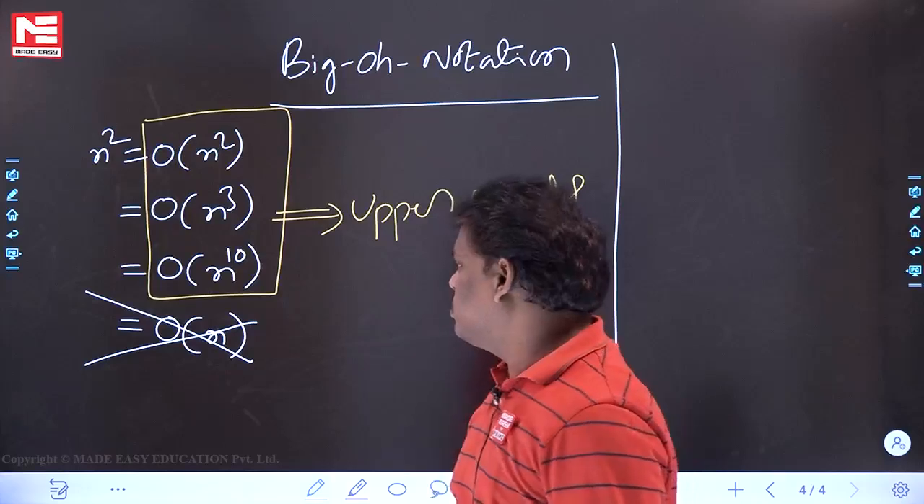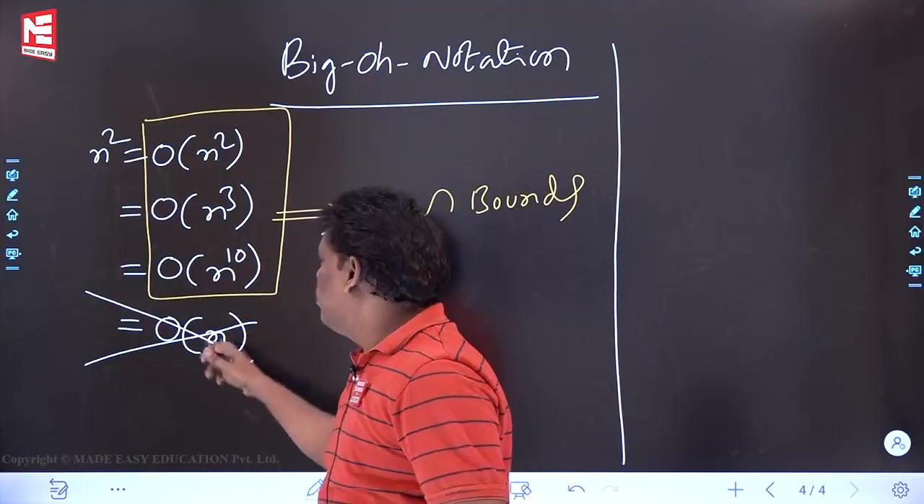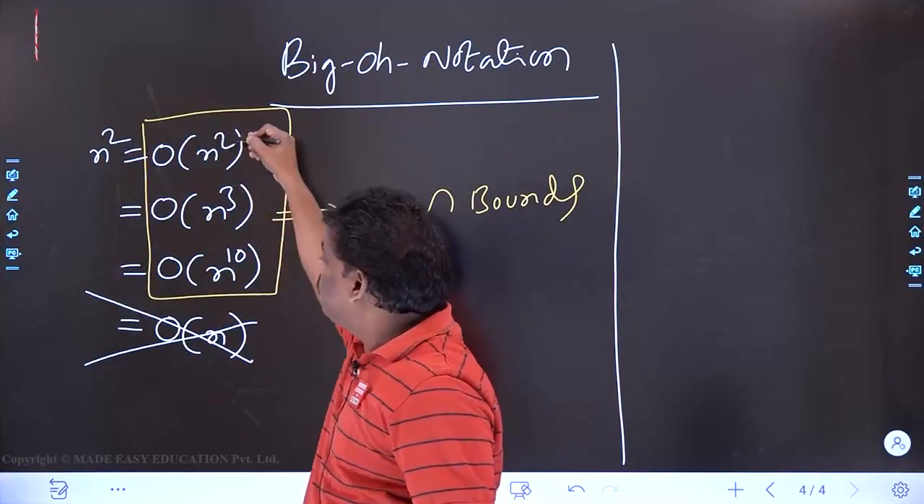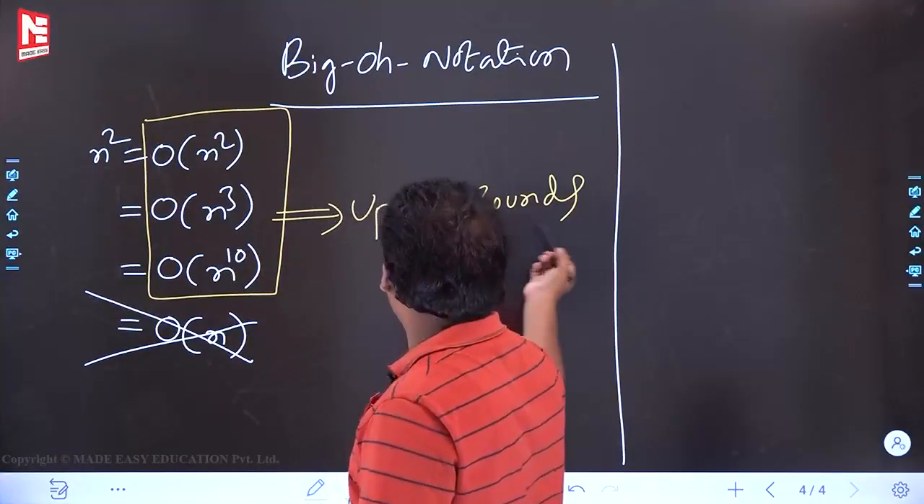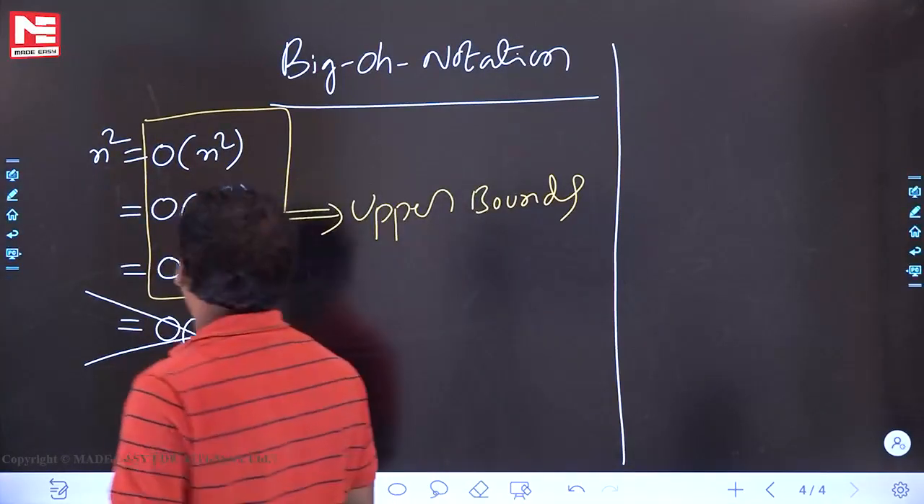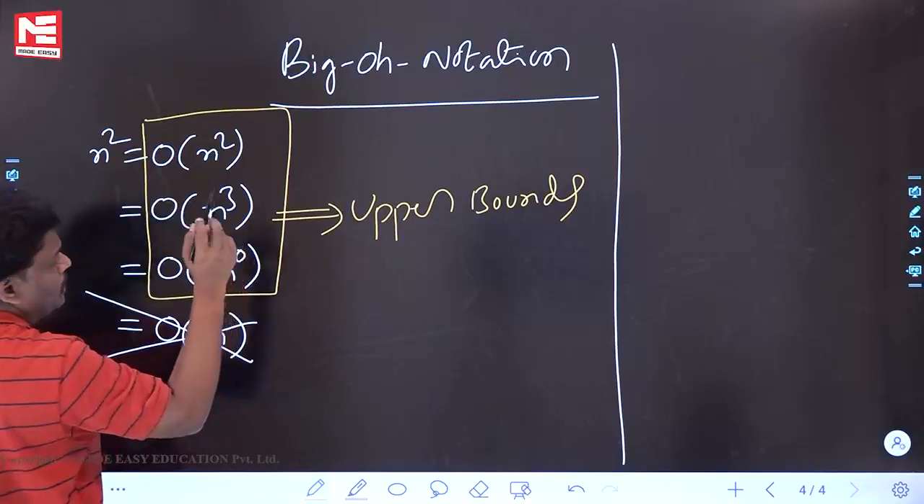Everyone knows. Next, one more. The smaller one cannot be there. In Big O notation, on the right-hand side, either equal or greater functions should be there. Those are known as upper bounds. And one more thing: greater or equal functions should be there. That is called an upper bound.